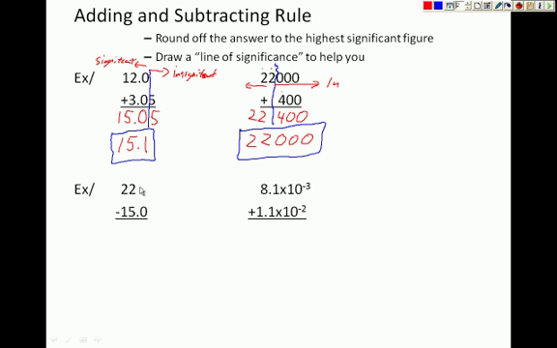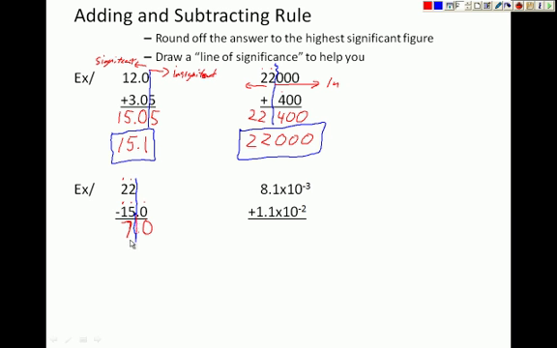Now, our next one right here, again, this is a significant number, significant number, significant, significant, and significant. So this is where we want to draw our line of significance right here. So we're just going to go ahead and draw it. We draw our line of significance, and then we just subtract this like we normally would. So 22 minus 15 equals 7. Okay, and this is going to be 0.0.